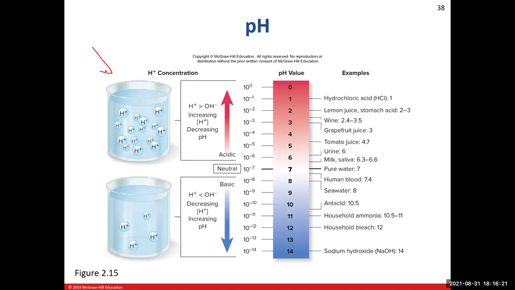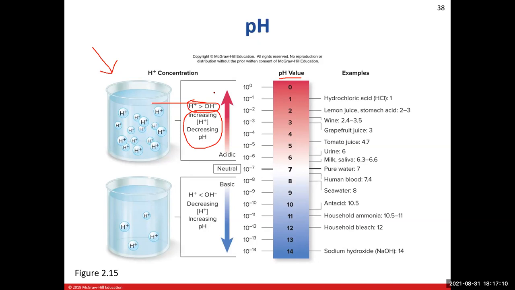And you can see when you look at both the beakers that the beaker on the top has a lot of hydrogen ions floating around, and the beaker on the bottom has only a few. So when we go over to the pH scale to look at the pH values, you'll notice that the lower pH values, 1, 2, 3, 4, 5, 6, are all here on the top part of the page. And at those pH values, we're going to see more hydrogen ions floating around in our solution than the hydroxide ions. So again, here's that inverse relationship. Increasing hydrogen ion concentration, we'll see a decreasing pH value.